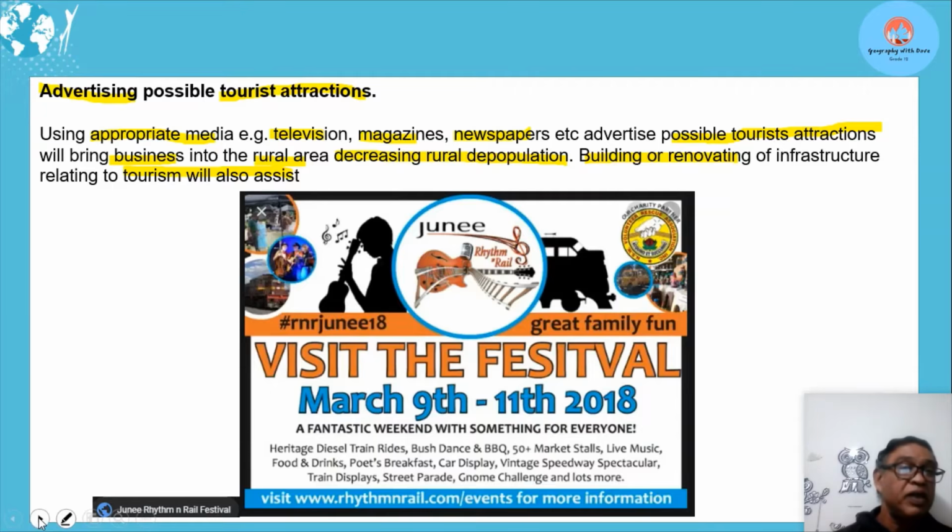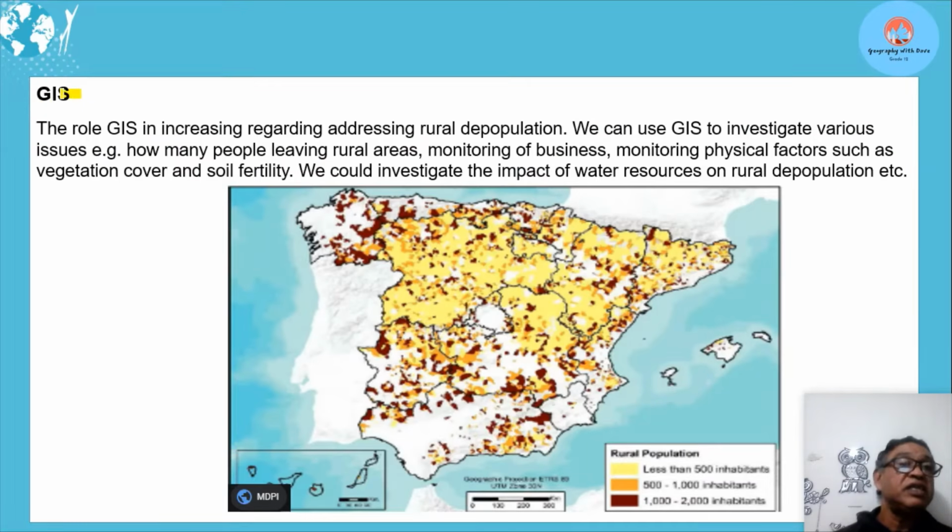Okay, let's go on. GIS. As you can see, a map here showing you rural population, where it is decreasing. If you look at the table, where it's increasing, and we can use GIS like this, via spectral resolution, creating buffer zones, to say where the problems lie, and what is happening over the years. So that we could look and say we need to do more here, more there, and why it's happening. We could highlight special areas. So GIS is increasing regarding addressing rural depopulation.